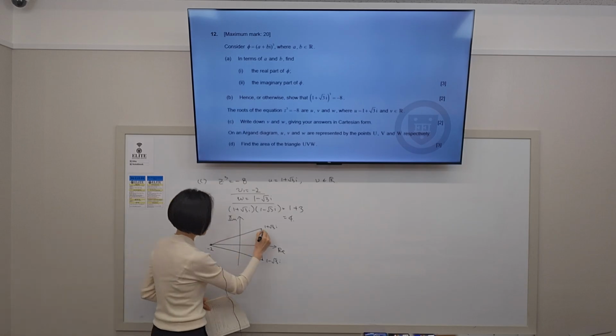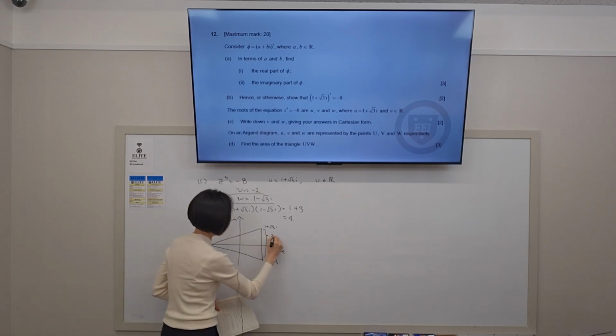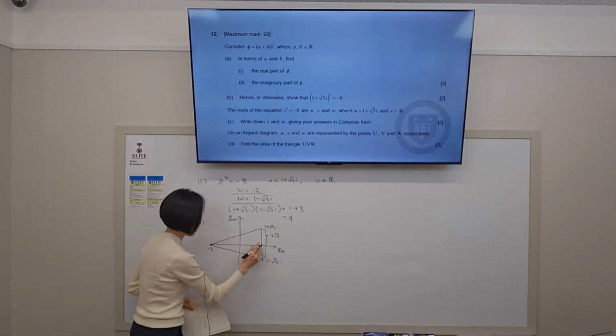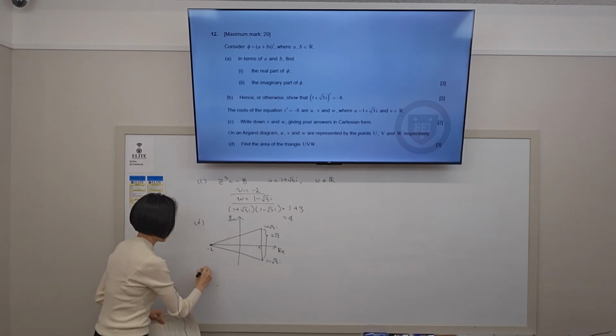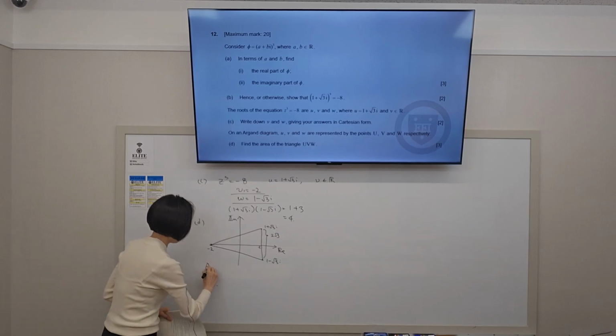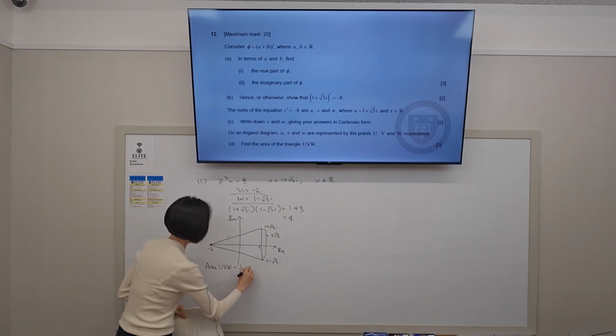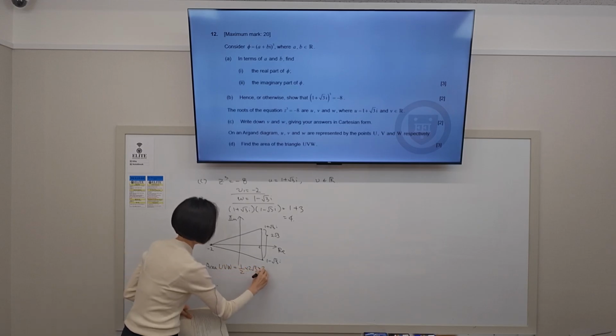The side length is 2 root 3, and the height is 3. The area of UVW equals half times 2 root 3 times 3, which is equal to 3 root 3.